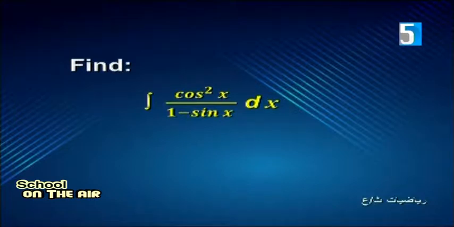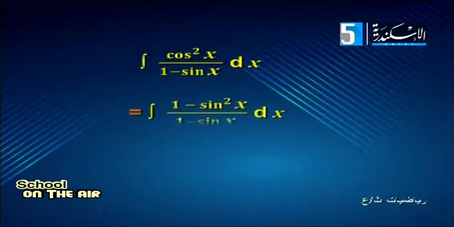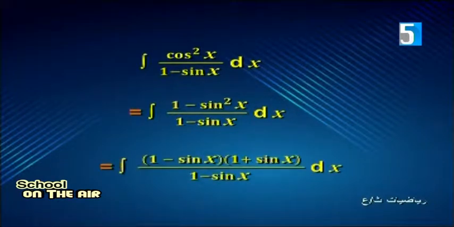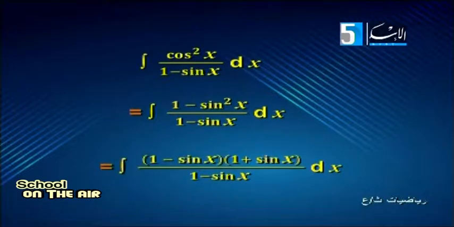We know that cosine power 2x equals what? Equals 1 minus sine power 2x over 1 minus sine x dx. The numerator is the difference between two squares. Then we can write the integration of (1 minus sine x) multiplied by (1 plus sine x) over 1 minus sine x.